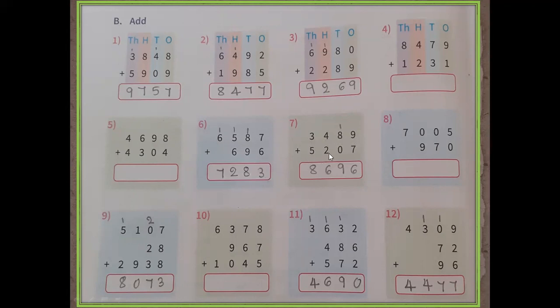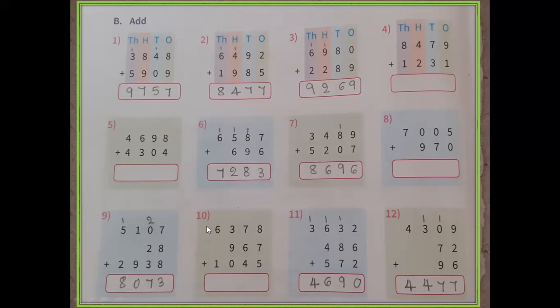Seventh one, 3489 plus 5207. Okay, see, first we have to add the ones place digit and then the tens place, hundreds place, thousands place, right? So the answer is equals to 8696. Eighth one you have to do. Ninth one, 5107 plus 28 plus 2938, that is equals to 8073. See here, in the ones place 3 digits are there. You have to add like that, same method only.